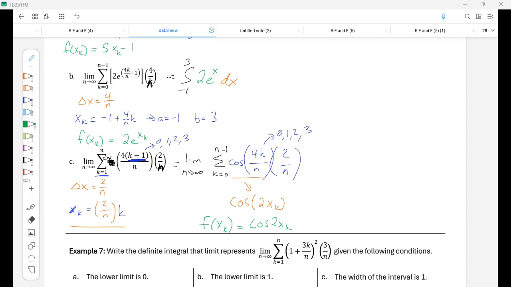So I think we just need to identify our a and our b. What's our a? 0, yeah. There's no plus. It's easy to identify when a is 0, which makes our b not 4, 2. Always go back to delta x for it. So this is the integral from 0 to 2. I actually remembered to write the xk there. And then make sure of cosine 2x dx.